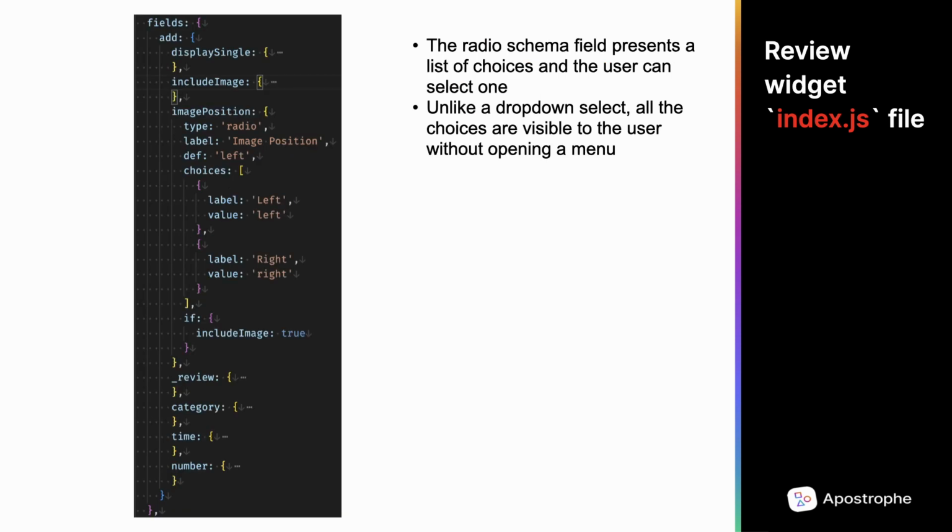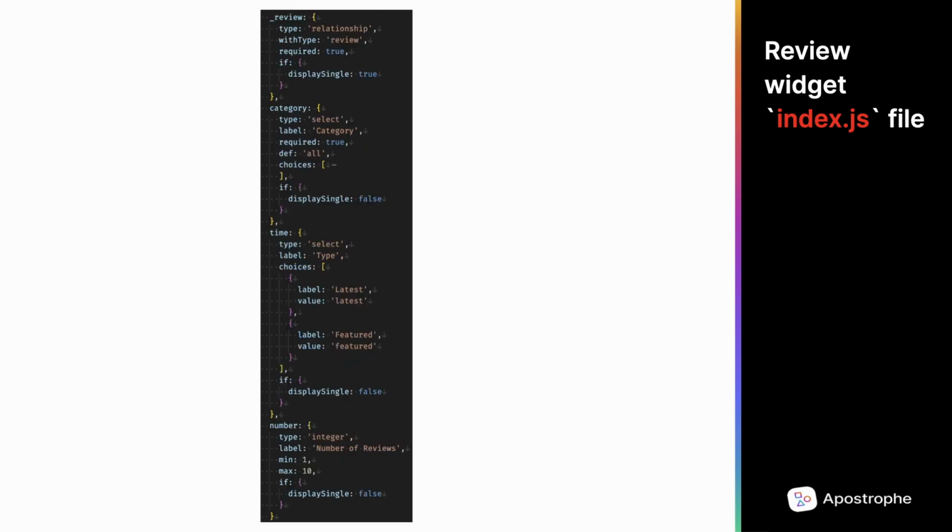The radio field allows for the selection of a single choice out of a list of choices. The decision to use a radio versus a select field usually comes down to the number of choices, since the choices in a radio field will always be displayed. Otherwise, these two types of fields can be used interchangeably, including populating the choices dynamically, as we've seen in a past tutorial. For the last four schema fields, three are types we've seen before: relationship and select.